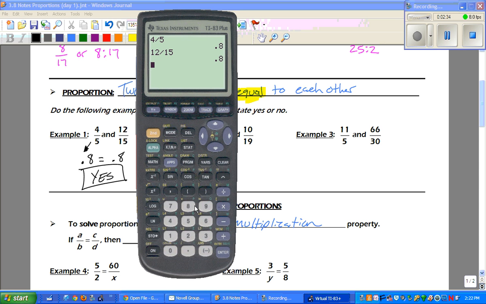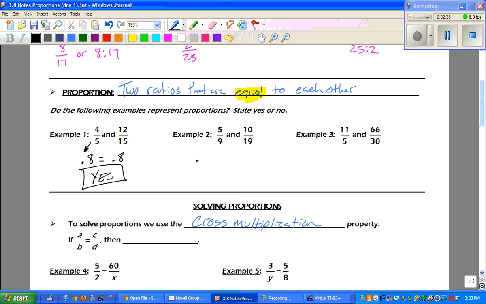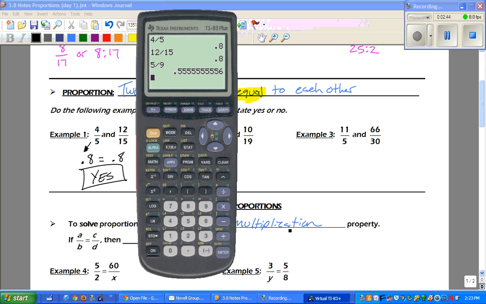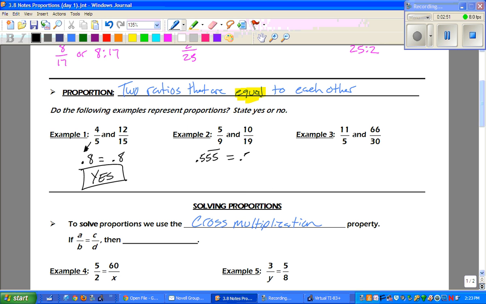All right, 5/9. So 5 divided by 9 gives us 0.555 repeating. Does that equal 10/19? That's 0.526. Those are not equal. So this is no, they do not make a proportion.